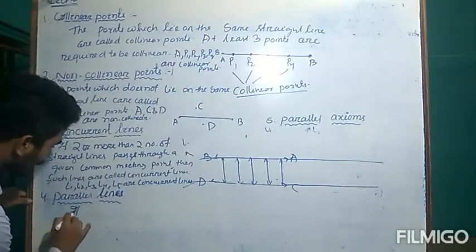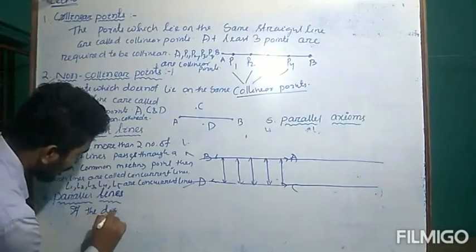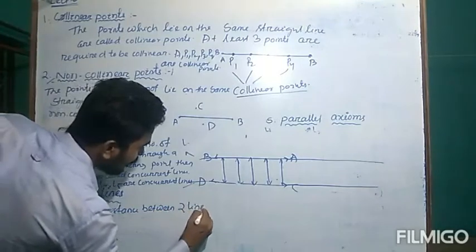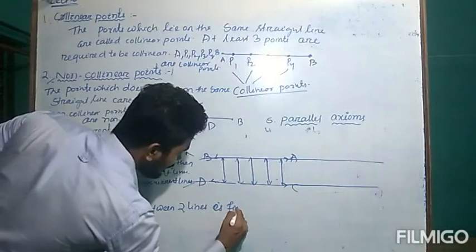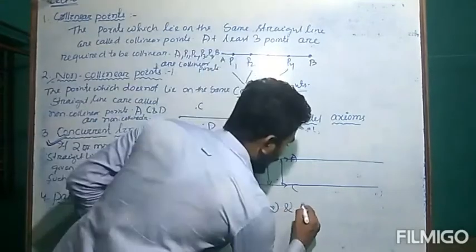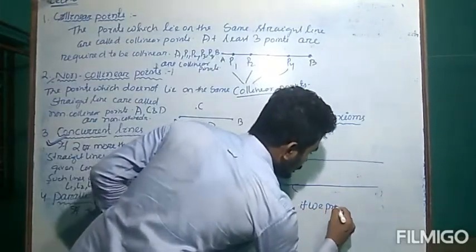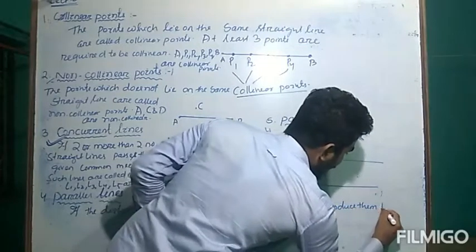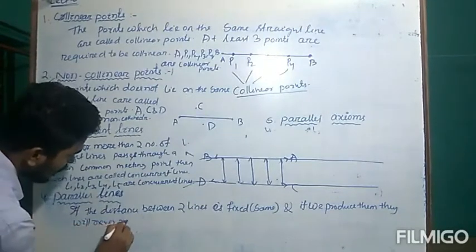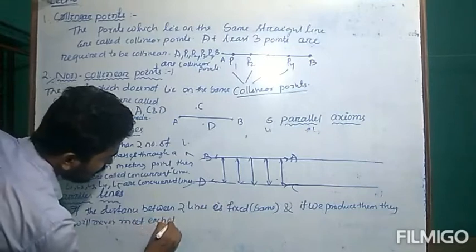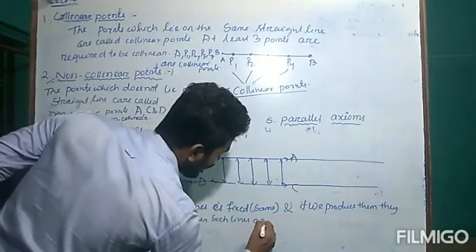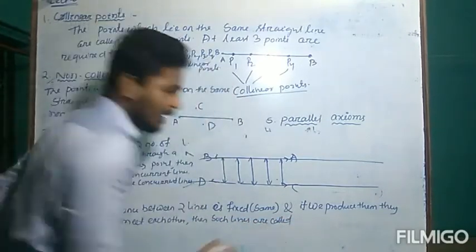Understood? So write it. If the distance between two lines is fixed, means same, and if we produce them, they will never meet each other, then such lines are called parallel lines.